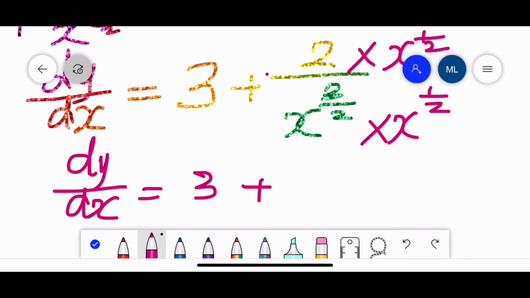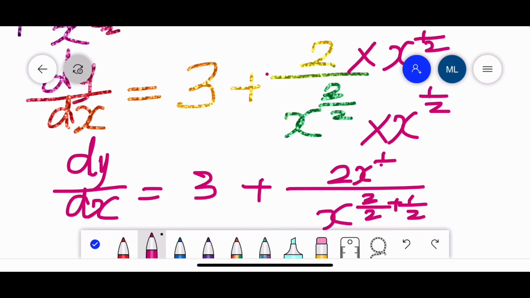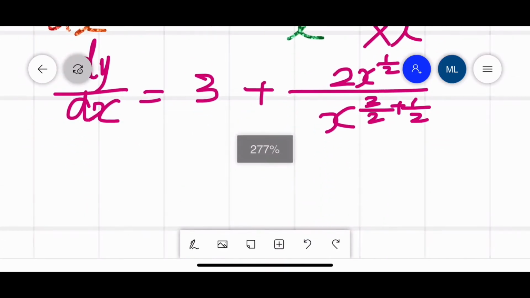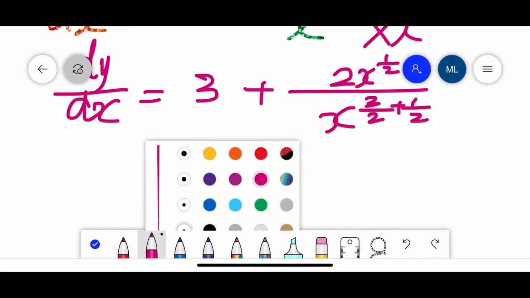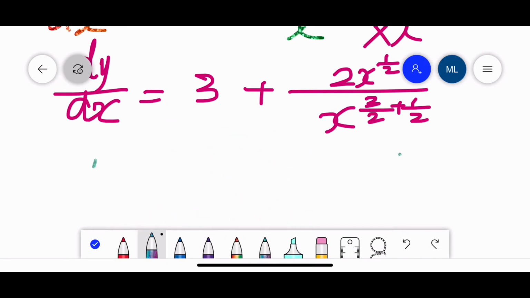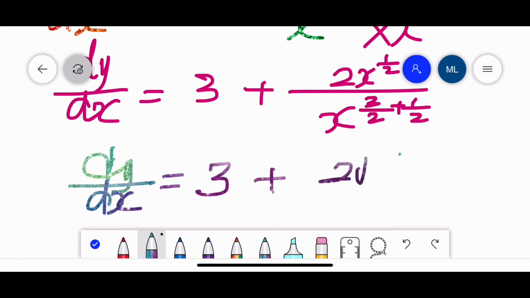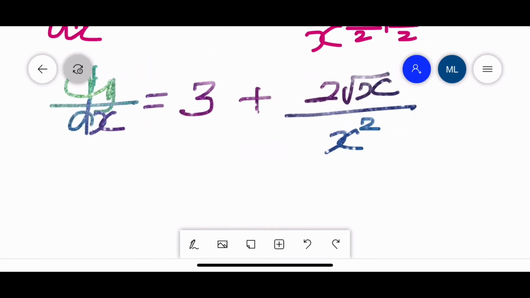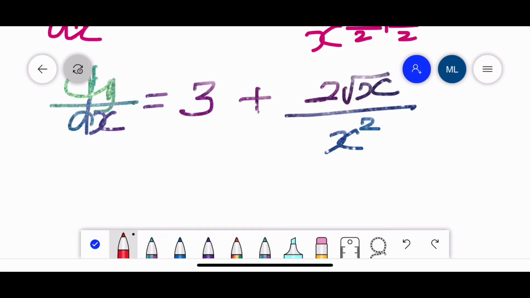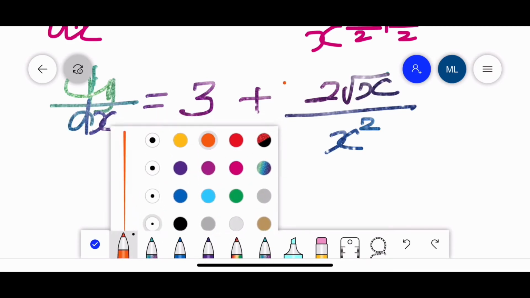You got 3 plus 2x power half, right? And then the down one is x power half times x. 3 plus 1 is 4, and 4 over 2 is actually x squared, isn't it? So finally, my denominator, I solve it. I got dy dx equal to 3 plus 2x power half, which is actually square root of x, right? Okay, so x squared, right? So still just one more step to make it 99% the same with the one given in the question.